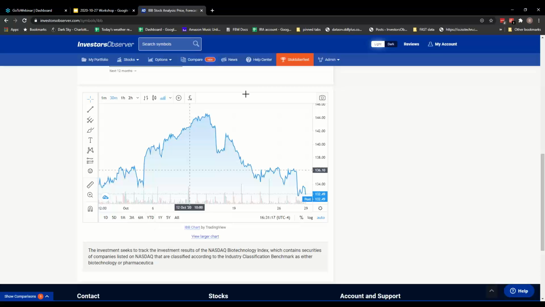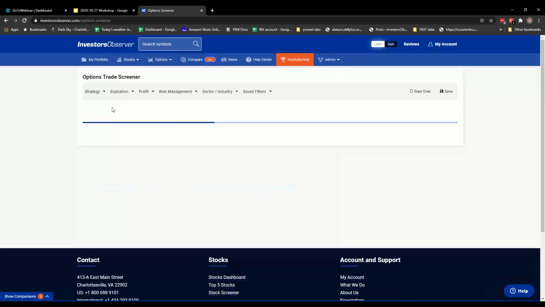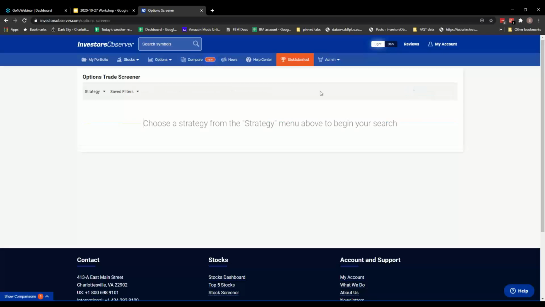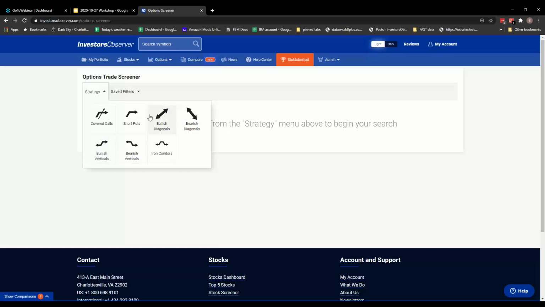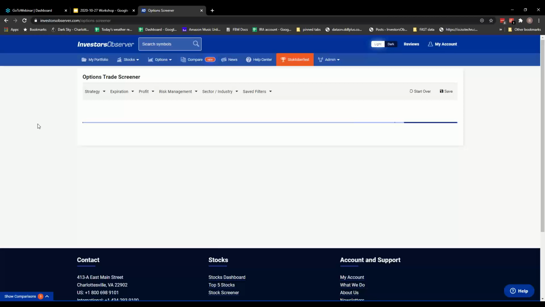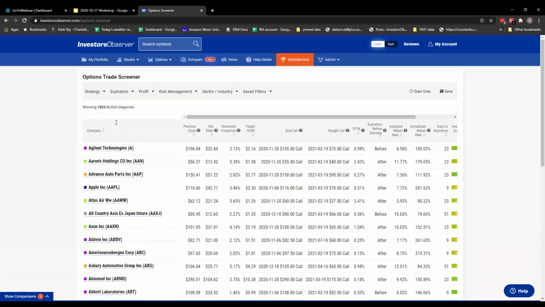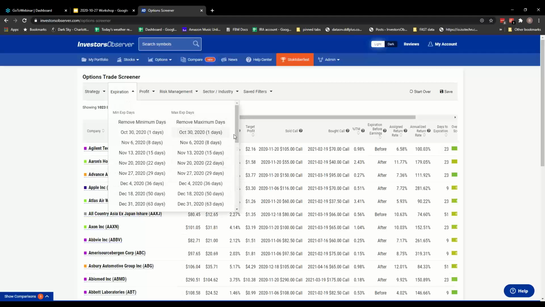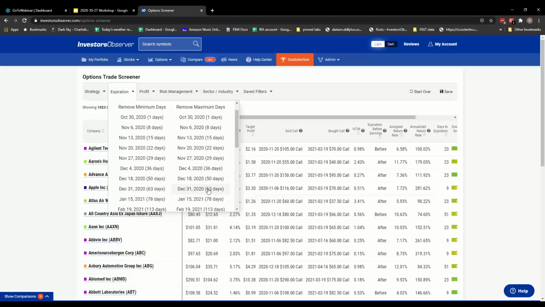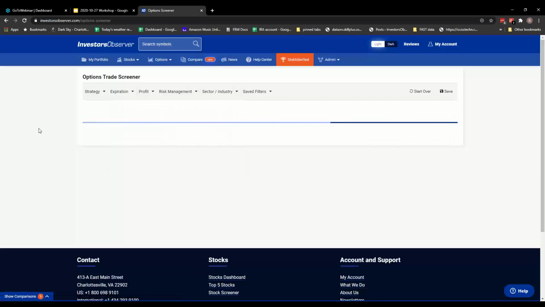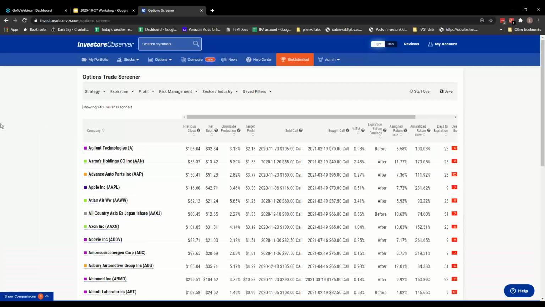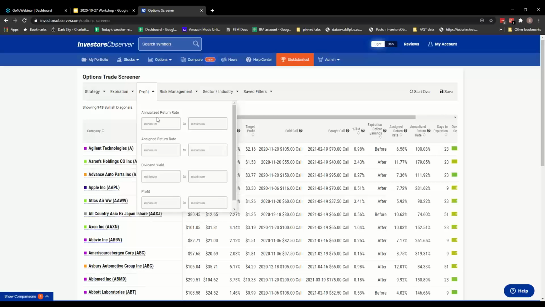Let's get back to the website here. We'll go to the options screener, and we'll do bullish diagonal spreads. Typically, I start with expiration date, and 60 days is pretty much the long end. I don't really want to do anything longer than that. Most of the time I want something shorter, but I'll put it at 60 so I make sure the other things I do don't knock things out.